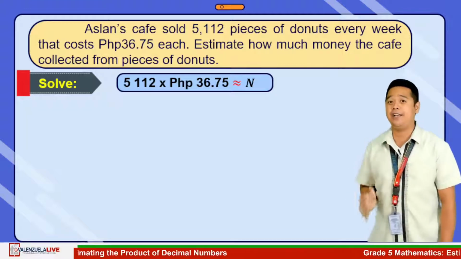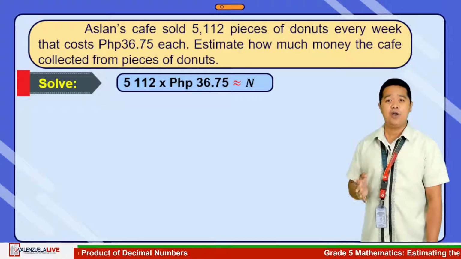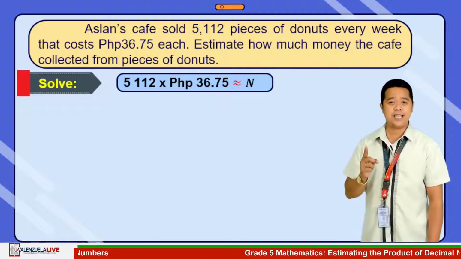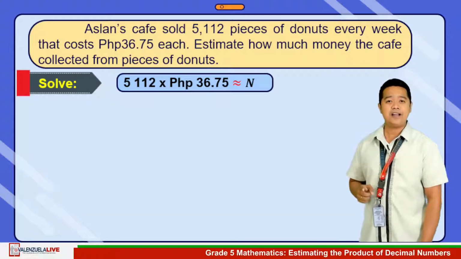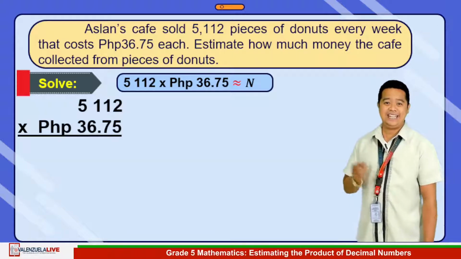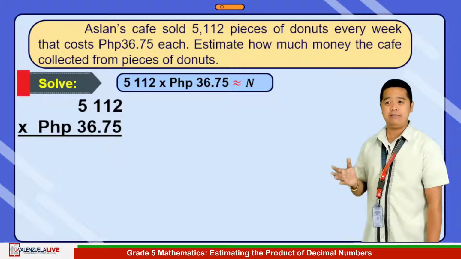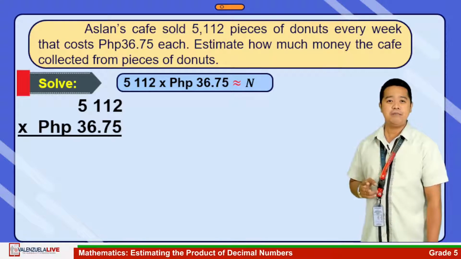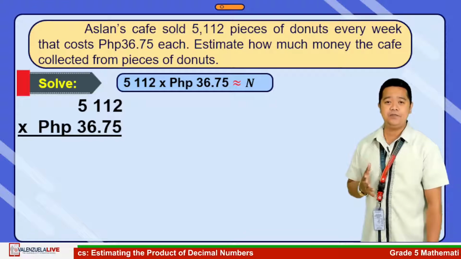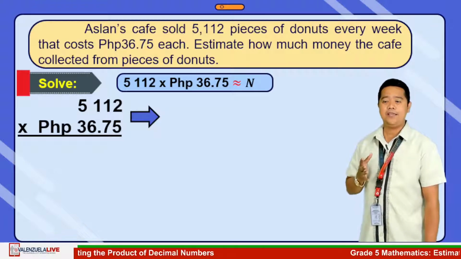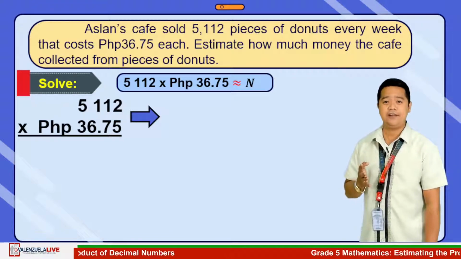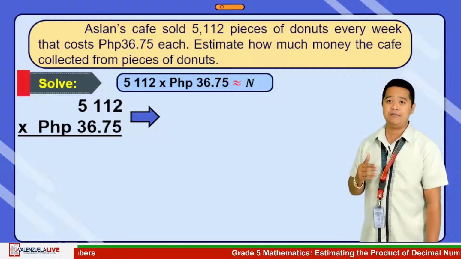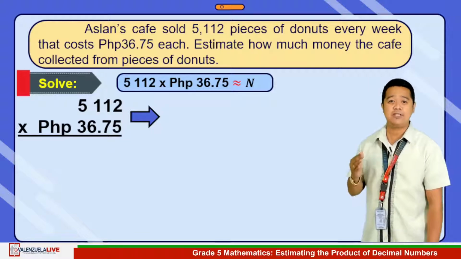Grade 5, listen very carefully because these are the steps on how to estimate the product of decimal numbers. First step, we need to write the factors in column, like this one: 512 times 36 and 75 cents. Second step, round each number to the highest place value. Okay, highest place value, grade 5. Meaning to say, in the first factor, we have 5,112. The highest place value is the thousands place.